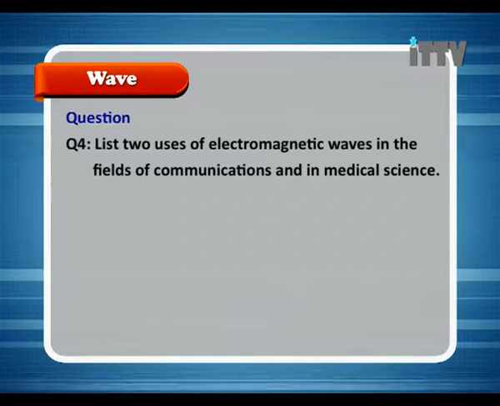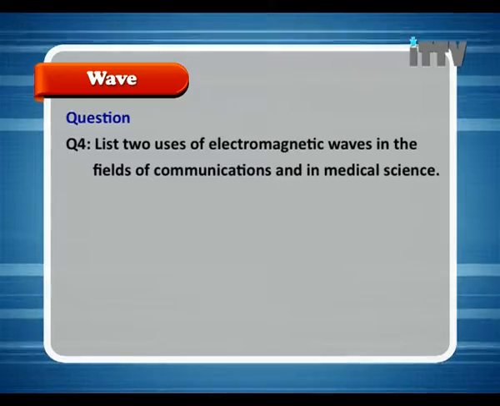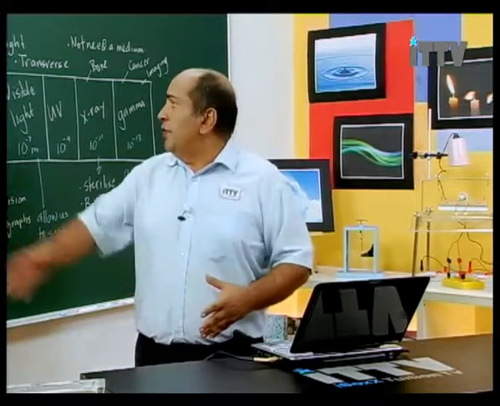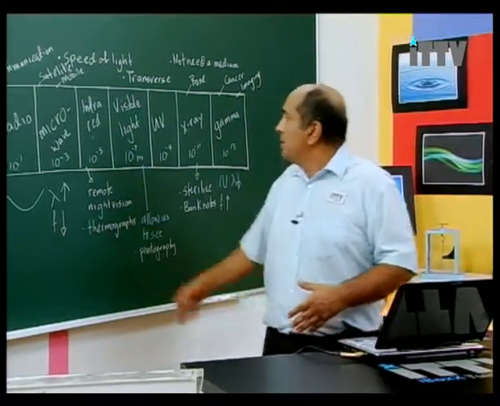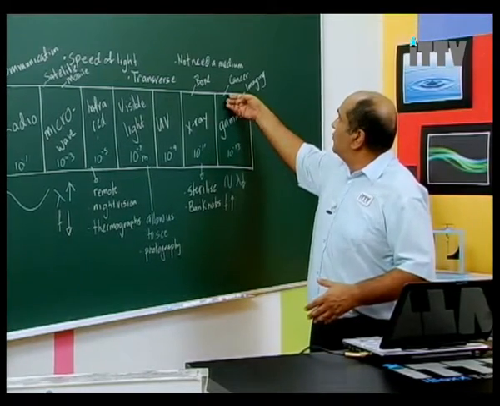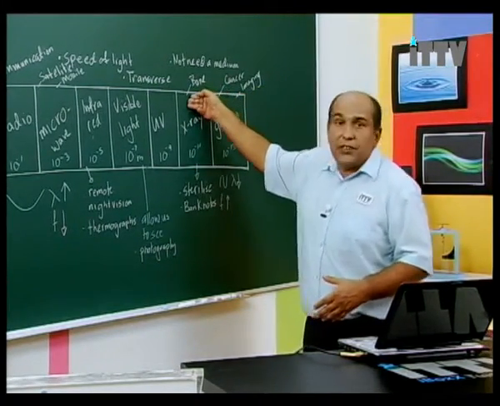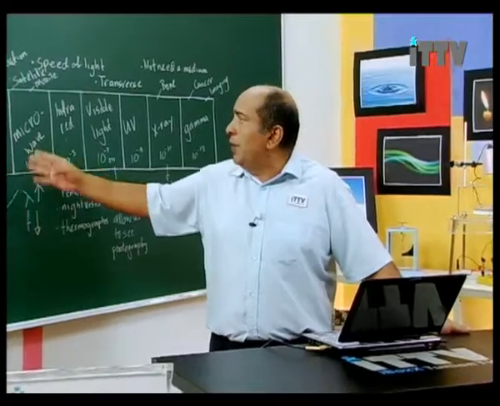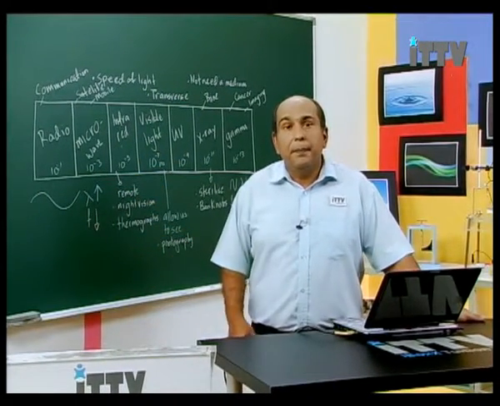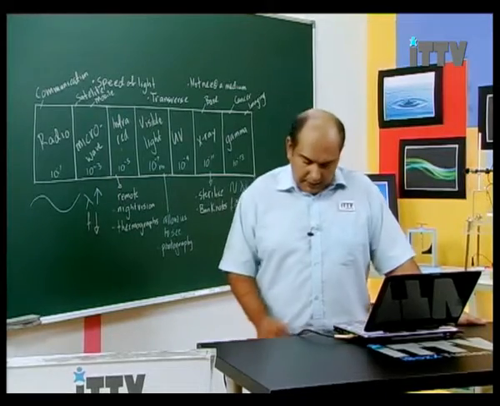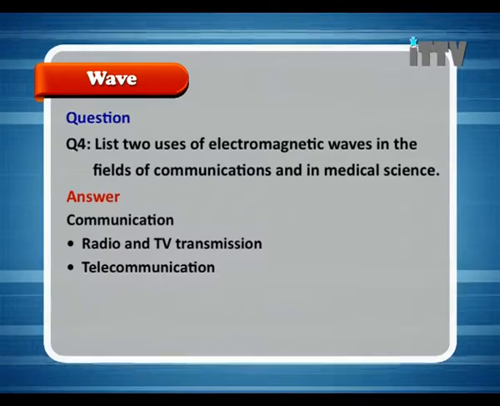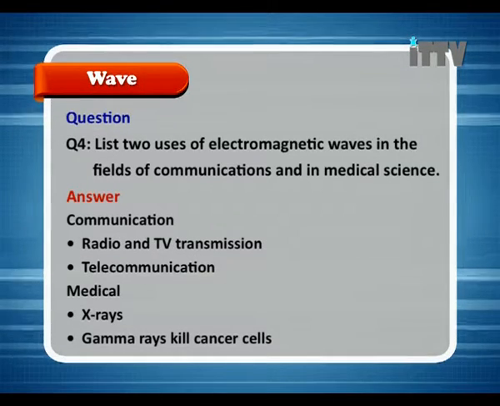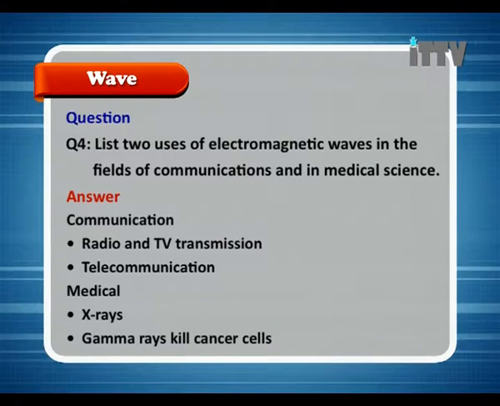List 2 uses of electromagnetic waves in the fields of communication and in medical science. Any 2 uses. So think of them. We've got thermography for our infrared. We have cancer treatment, imaging, X-rays of broken bones. All of these are used in medical fields. Communication, we use our radio waves, our microwaves. Have you listed them down? Let's have a look at the answer. Answer: communication, radio and TV transmission, telecommunication. In the medical field, X-rays and gamma rays that kill cancer cells.